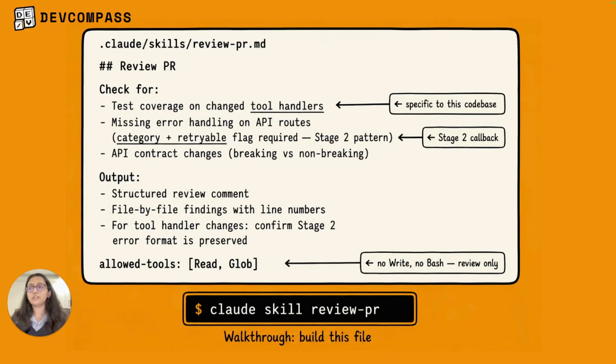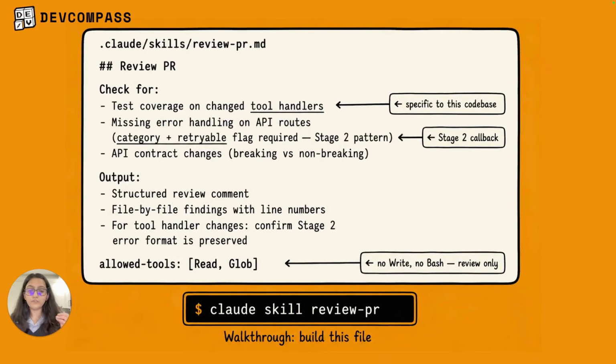The output section is just as specific: a structured review comment, file by file findings with line numbers for any tool handler changes. Use the structured error format. It must be preserved. That last requirement only makes sense if you have actually done stage 2. It would be literally noise in a generic review skill.